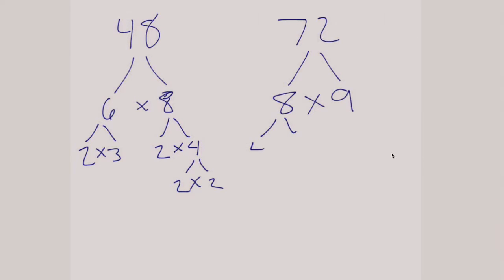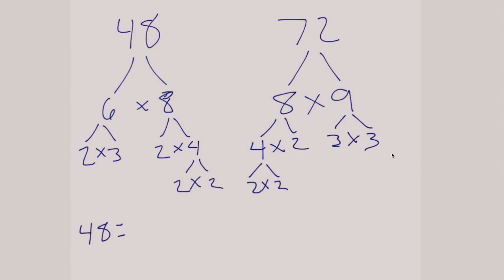8 will break down into 4 times 2, and 4 will break down into 2 times 2. 9 will break down into 3 times 3. Now all my numbers are prime. 2, 2, 2, 3, and 3. Now let's list the prime factorization for each number.